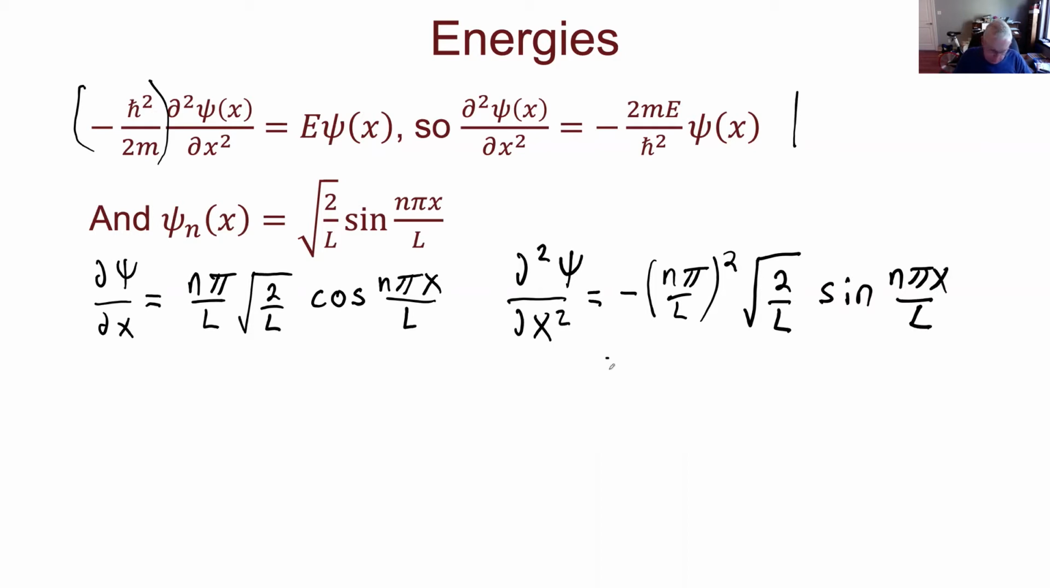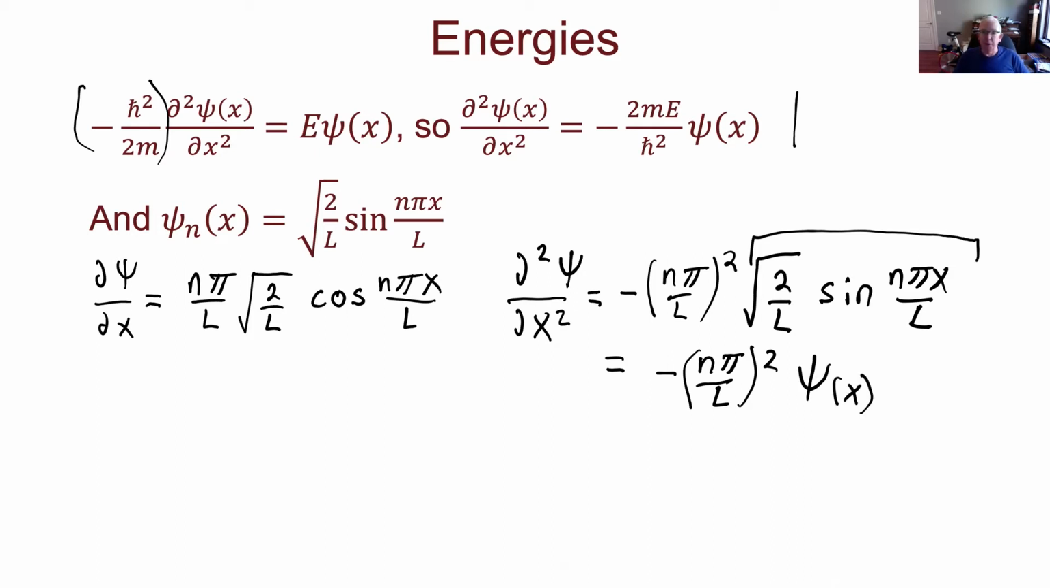And if I clean that up a little bit, I can call that minus n pi over L squared. And this piece here is just my original wave function, right? So I'm going to write that like this. Okay, so that will tell me that that's what I get down there. This is the second derivative. Up here it says the second derivative is equal to that.